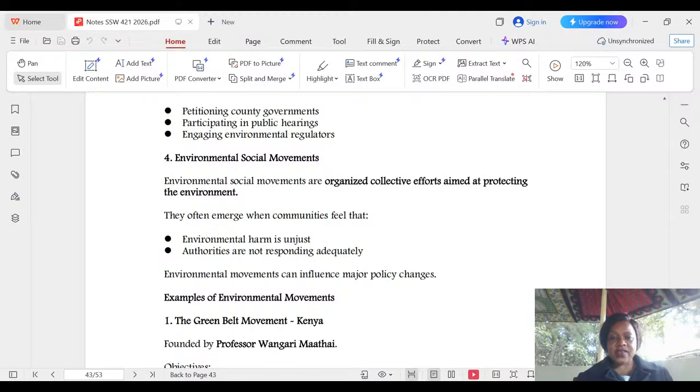Environmental social movements are organized collective efforts aimed at protecting the environment. So there have been movements over time to protect the environment. You can imagine how challenging this must have been when the weather was predictable, when there seemed to be no cause for alarm. When leaders like Professor Wangari Maathai were pushing for the protection of the environment, you can imagine the difficulties they had trying to convince people that mistreating the environment is detrimental to our livelihoods.